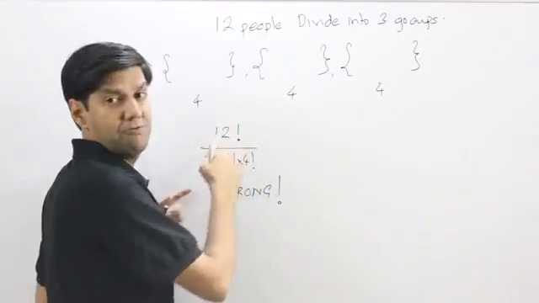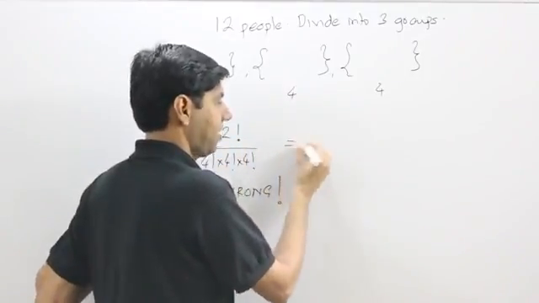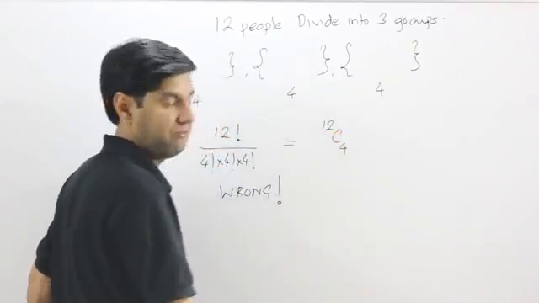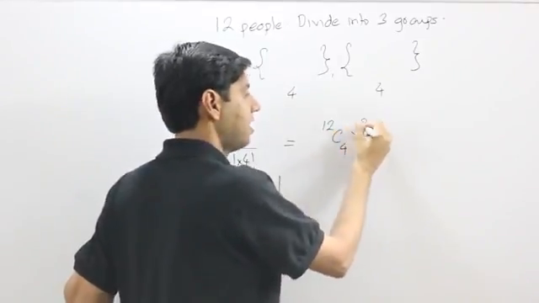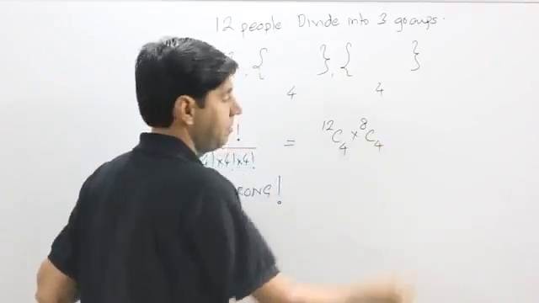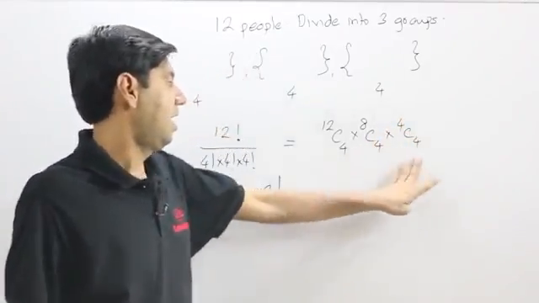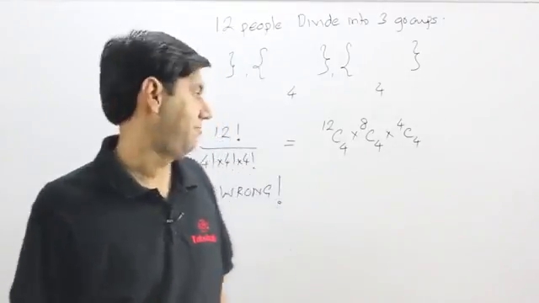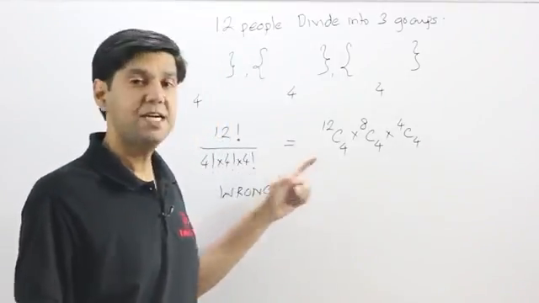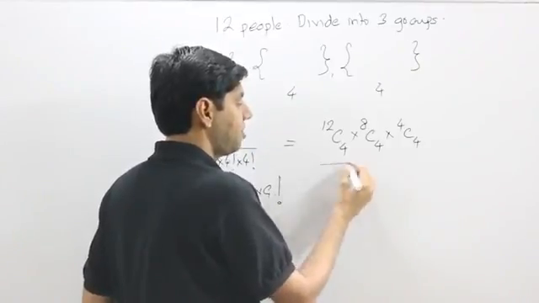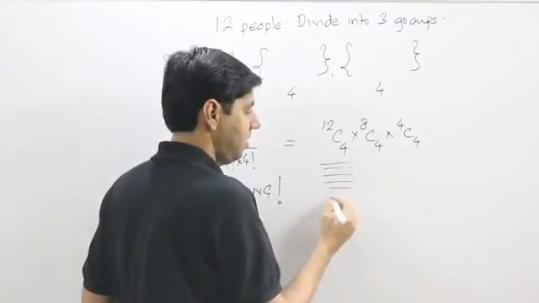Where have I got 12 factorial by 4 factorial, 4 factorial, 4 factorial? We have got it from 12C4, form a group of 4 people. From the remaining 8, form a group of 4 people, and the 4 left will form the last group, which is 4C4, one way. When we say 12C4, each and every possible group has been formed.